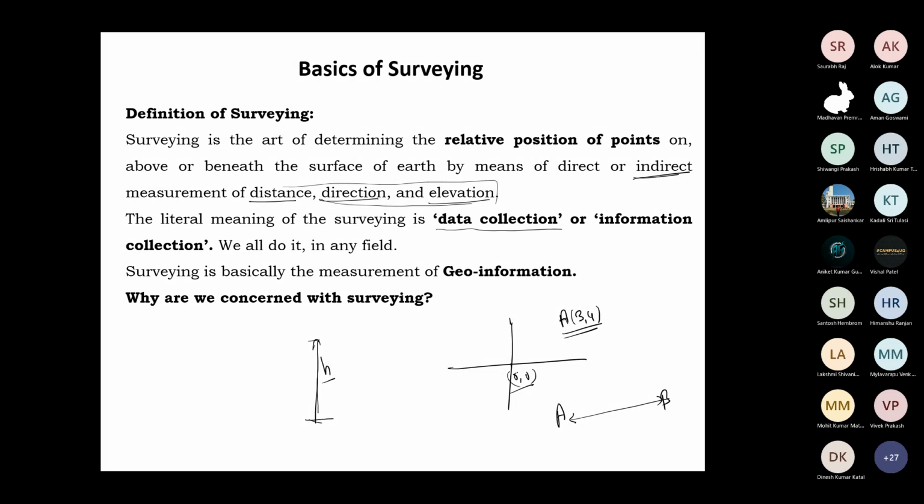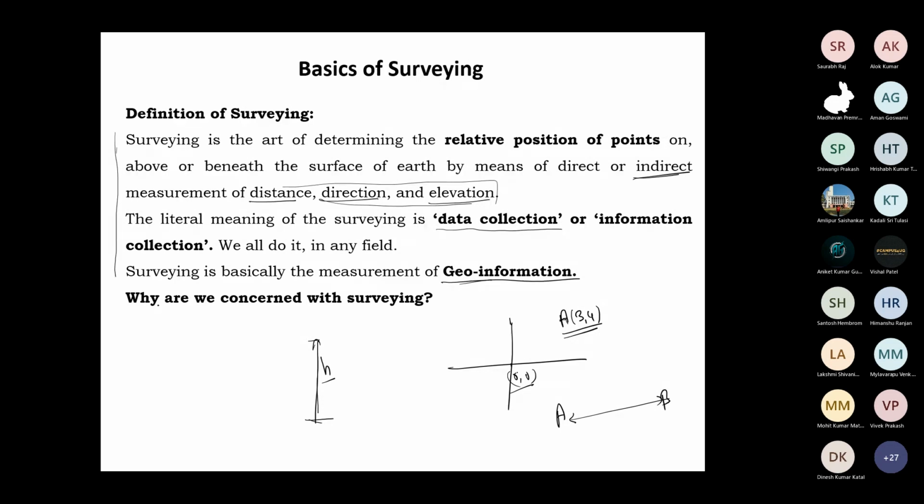So basically, if in one word we want to say it, surveying is the measurement of geo-information. What are the information available on the earth? We have to measure it. So these are all the definitions. I think this is all for these things now.